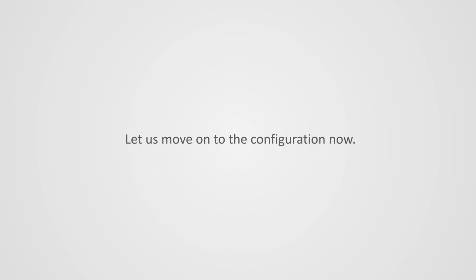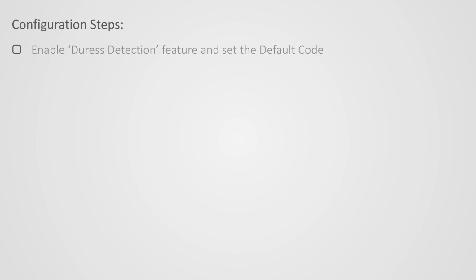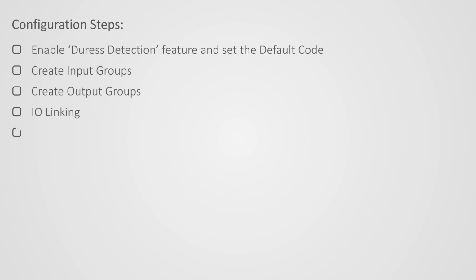Let us move on to the configuration now. We will complete the configuration in 5 steps: enable the duress detection feature and set the default code, create input groups, create output groups, and I/O linking configuration. Let us start with the first step, to enable the duress detection feature and set the default code.